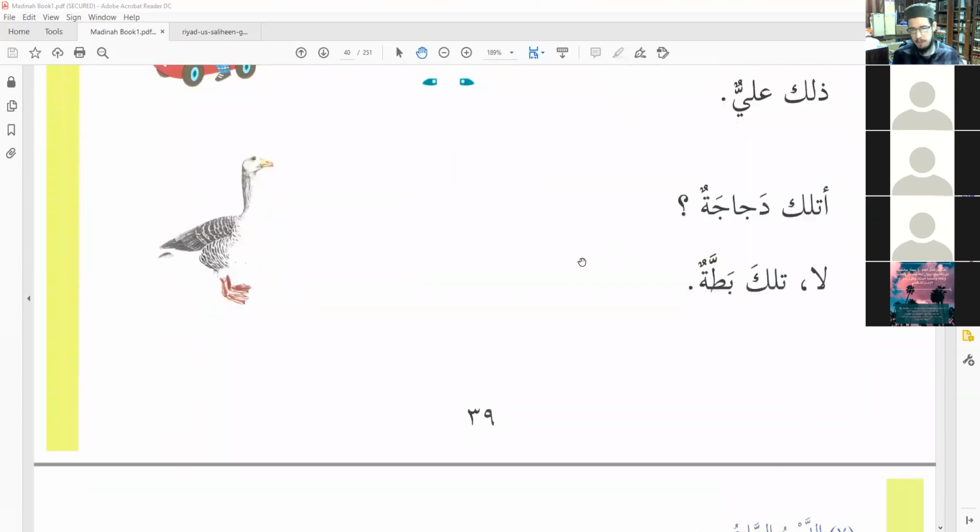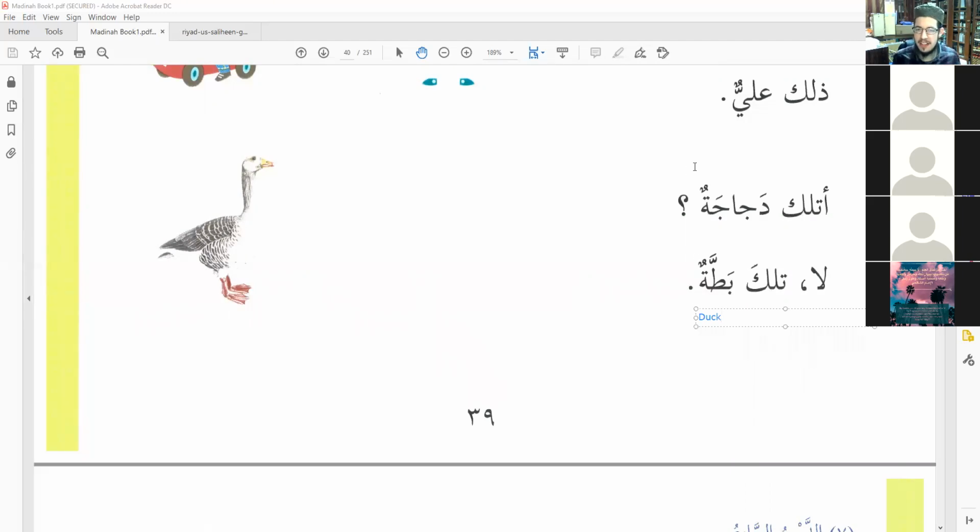Okay. This is a shorter one. So Sister Masarrat, you can take this one by yourself, this example. أتلك دجاجة؟ لا، تلك بطة. Very good. Translate that for us. Is that a chicken? No, that's a duck. Very good. Excellent. Yes. Battatun is duck, and you'll laugh.